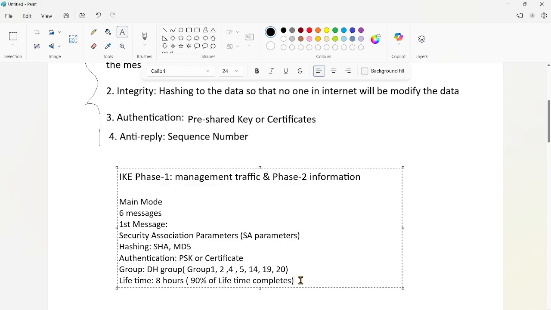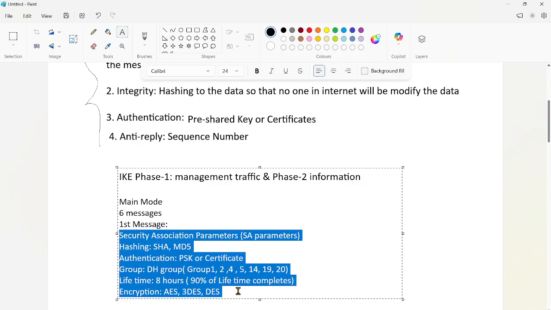Okay, so that we just remember that thing, we'll discuss that once the six messages are complete in the main mode. After the lifetime, we'll be having an encryption. It is going to use an encryption algorithm. We will be having AES, 3DES and DES as the encryption algorithms. These are the parameters that firewall 1, which is our Hyderabad firewall, is going to include.